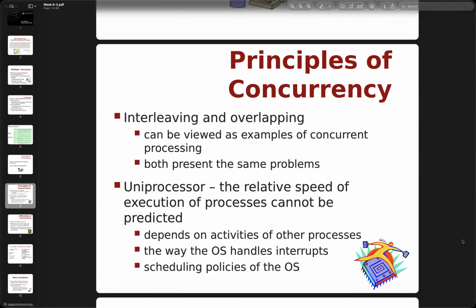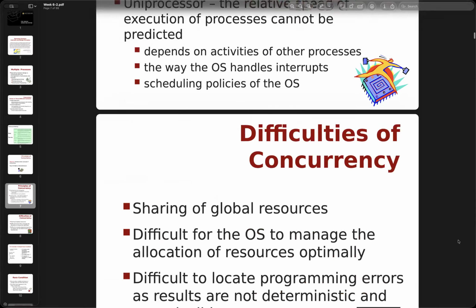When we have a uniprocessor, the relative speed of execution of processes cannot be predicted. It really depends on the activities of other processes and the way the OS handles interrupts. The scheduling policy we will cover later. Here we are just talking about the uniprocess case, because it depends on how the OS handles each of the processes.